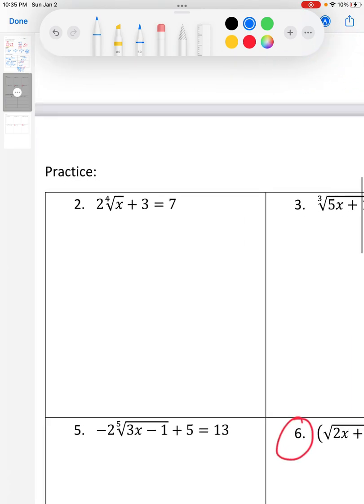But let's look at question 2. Is the radical alone on that side? No, it is definitely not. So, question is, what do we get rid of first, the 2 or the 3? Well, when we're solving, we have to do the opposite of our order of operations. So we actually have to get rid of what's furthest away from x. So that's going to be our 3. So we need to minus 3 to both sides. So we get 4. Now we can get rid of the 2 by dividing both sides by 2 to get that radical alone.